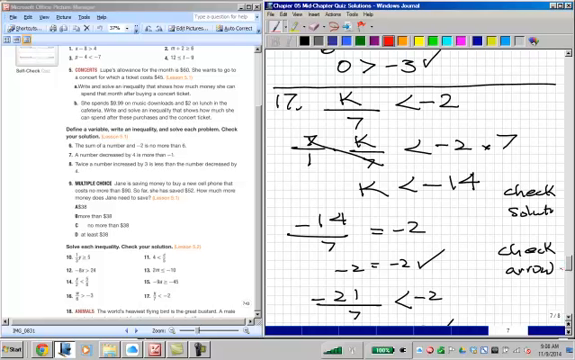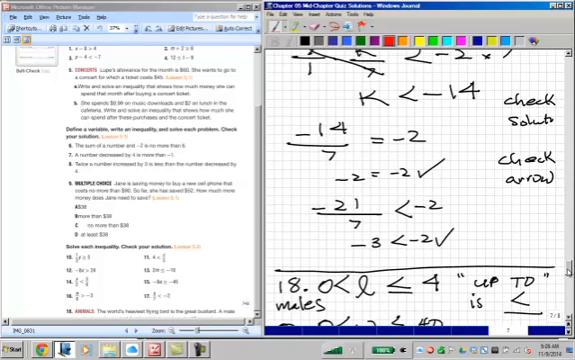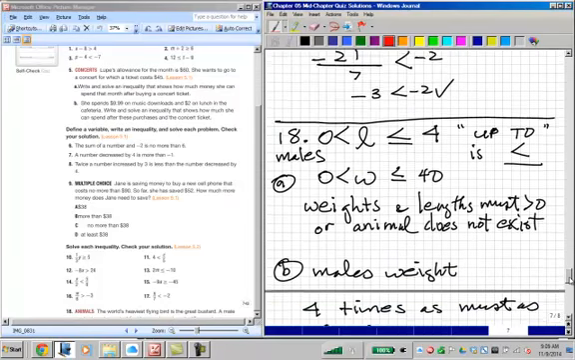Now we'll check the arrow. K is less than negative 14. And we're dividing by 7 in the original inequality sentence. So I'm going to use negative 21. Negative 21 is less than negative 14, and it's going to come out even. So negative 21 divided by 7 is negative 3. Is negative 3 less than negative 2? It most certainly is. Okay, so the arrow checks out.